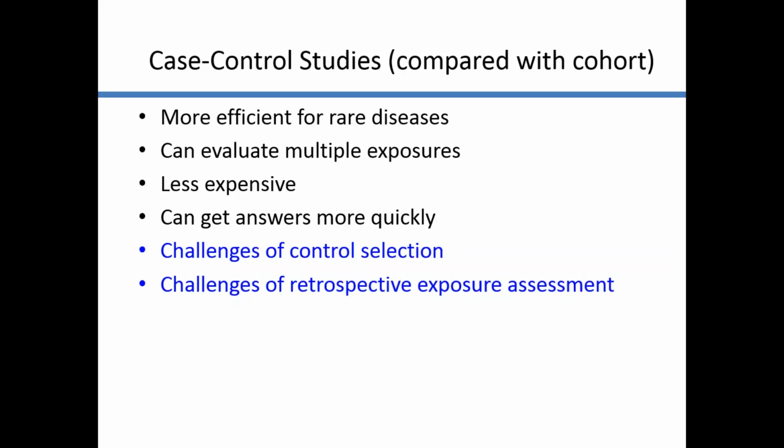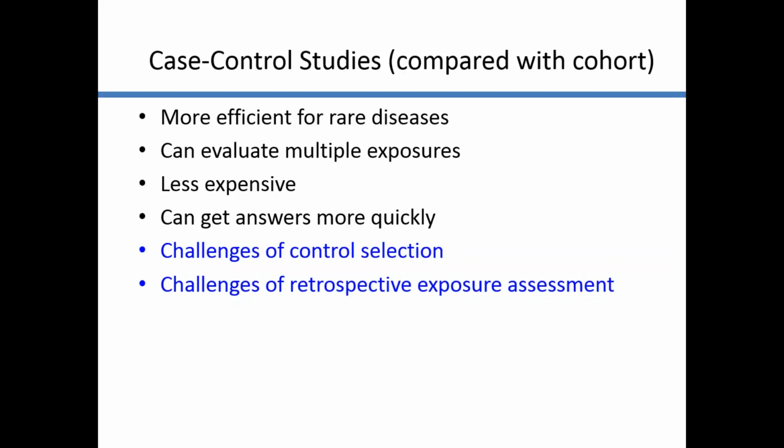Case control study, we can just go and find those 100 cases and compare them to 100 people who were not exposed, who did not have arsenic poisoning. So here's why it's more efficient for rare diseases, while the cohort study is more efficient for rare exposures.